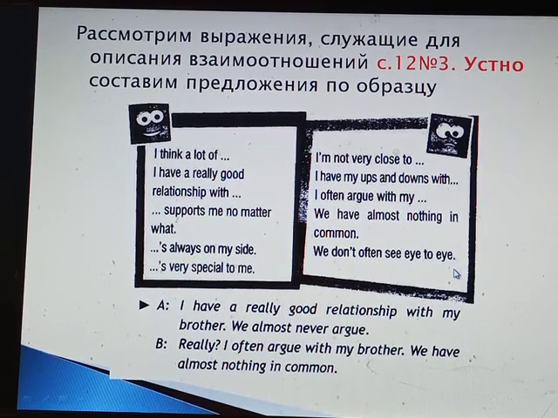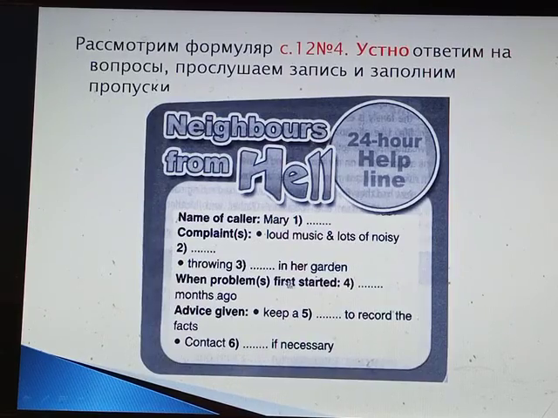Well, I hope you are ready with your sentences, and let's have a look at this form. What is it for? Neighbors from hell, 24-hour helpline. What is this form for? Try to guess. Now let's listen to the tape, check your ideas, and complete missing information.